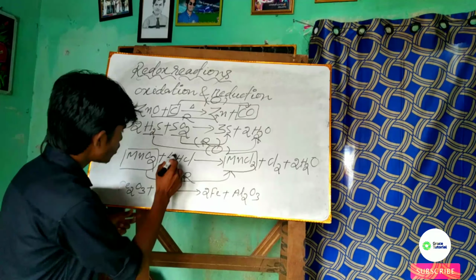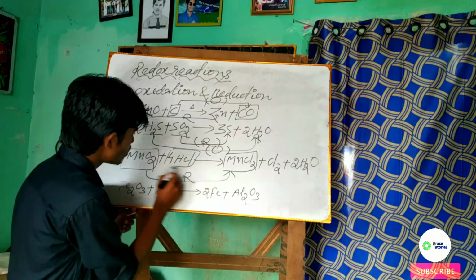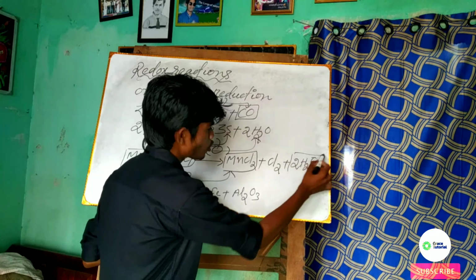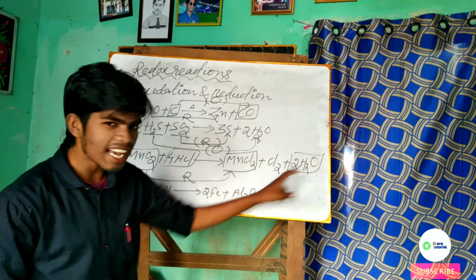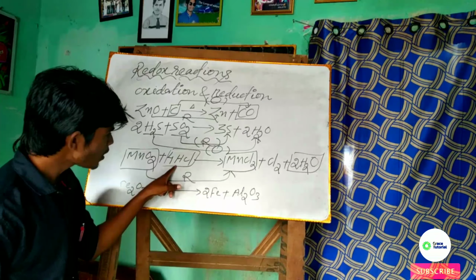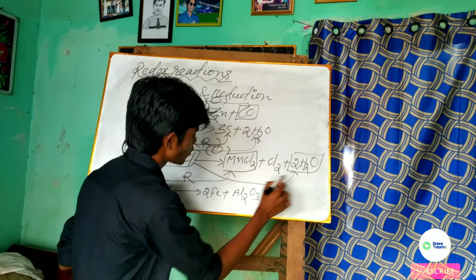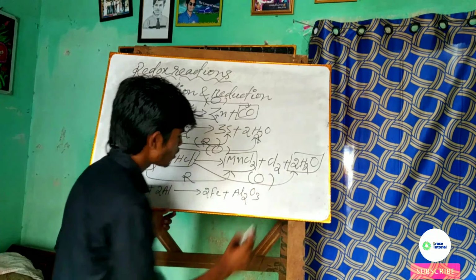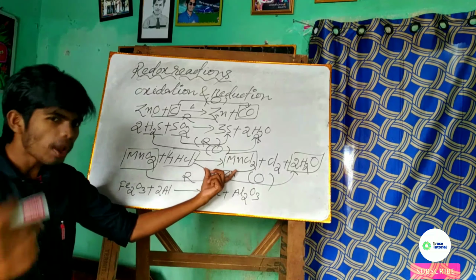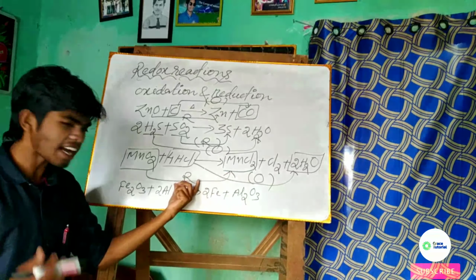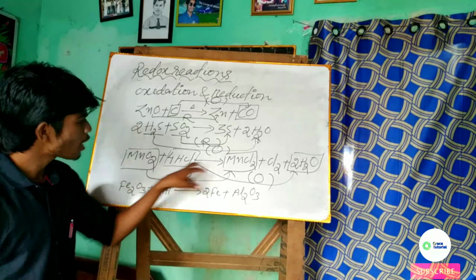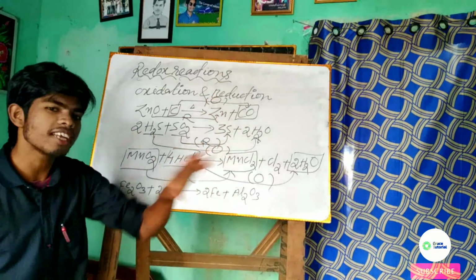Similarly, if you look at here, we have HCl, but in the product side, we have water. That means here the oxygen has been added. So here what happened? The oxidation took place. So this is the reaction wherein the oxidation as well as the reduction took place. That's why this reaction also comes under the redox reaction.